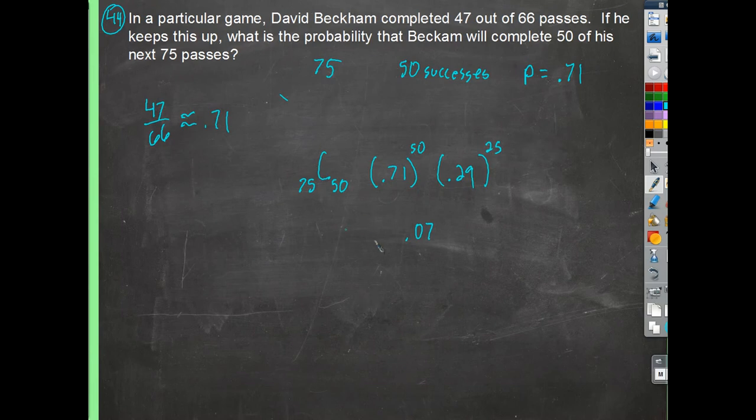Or, since it's going to be less work, we could take the probability that he'll get 51, 52, 53, 54, all the way up to 75, and then subtract that from 100%, and that would give us the probability that he completes at most 50. Or I guess that would be at most 49, because if we include 50, then we're cutting the line at 49.50.